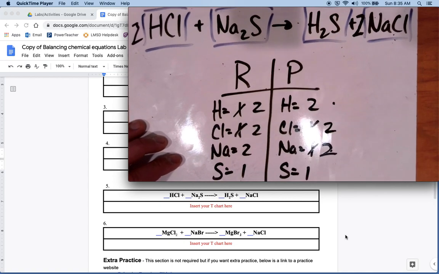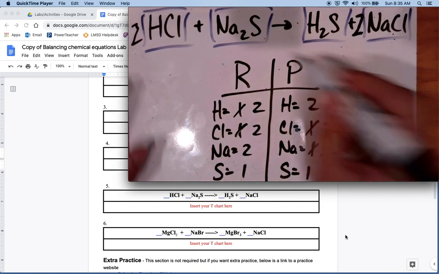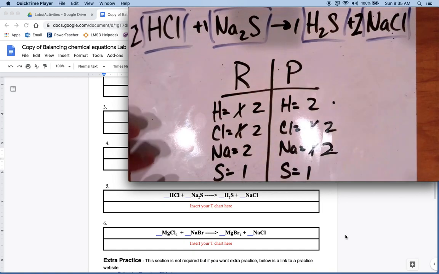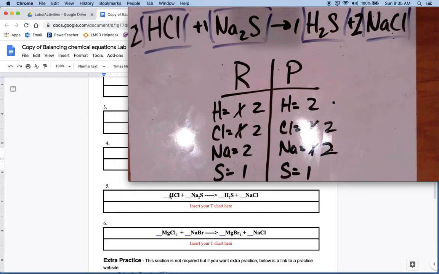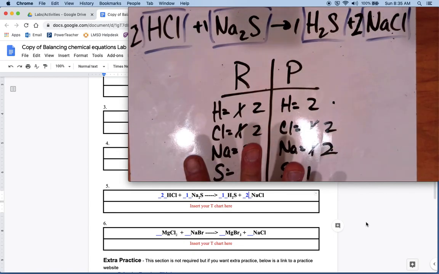And there you go. So now if I look at it, my hydrogens are equal to each other, my chlorines are equal to each other, my sodiums are equal, my sulfurs are equal, right? And that's my answer, 2, 1, 1, 2. So when I put it in here, I got 2 HCl molecules, 1 Na2S, 1 H2S, and 2 NaCl. And that's my answer, right? So even though this is longer, it's actually not that much harder as long as you go through the T-chart, okay? All right, let's move on to the last one.